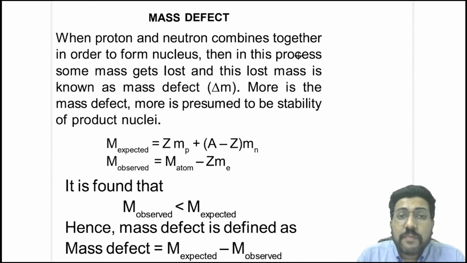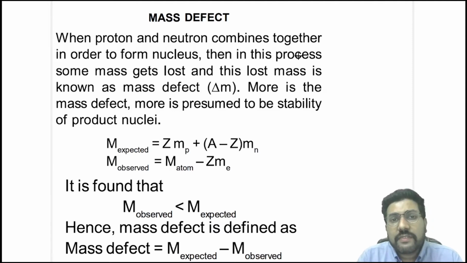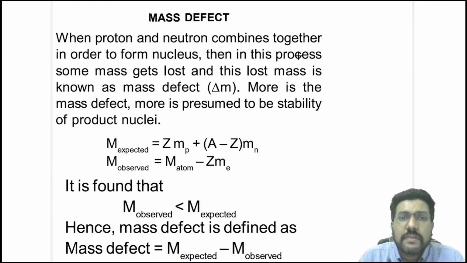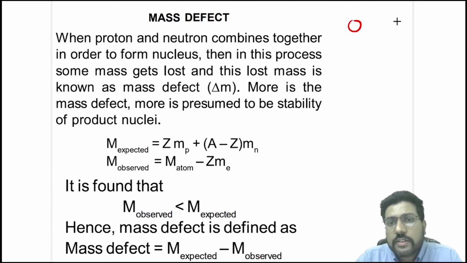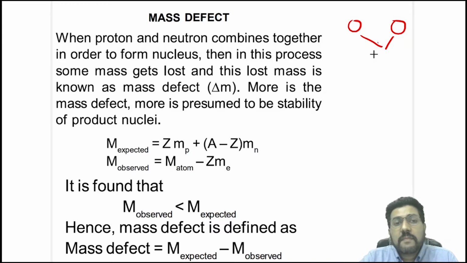The next important definition that we will discuss is mass defect. Actually, from this part, the real chapter is starting. Till now, we have discussed only some definitions, right? So now you listen carefully. When protons and neutrons combine together to form a nucleus, you have some protons, you have some neutrons, and they combine together to form a nucleus. Then in this process, some mass gets lost, right? And this lost mass is called the mass defect.